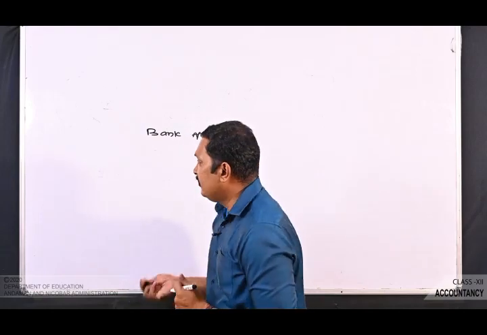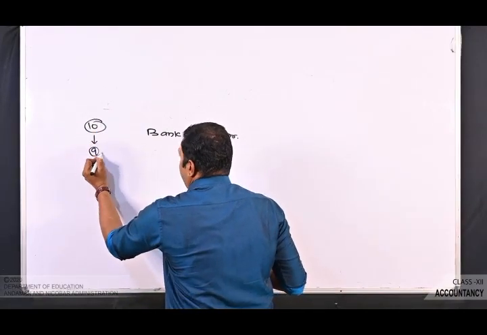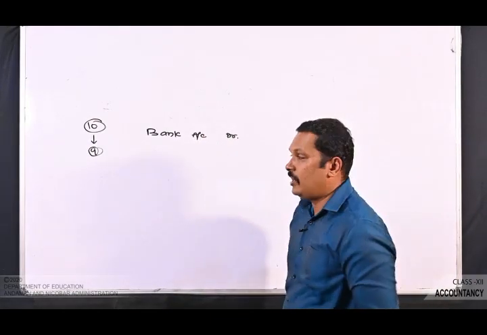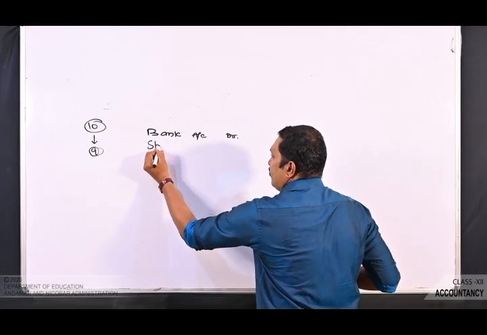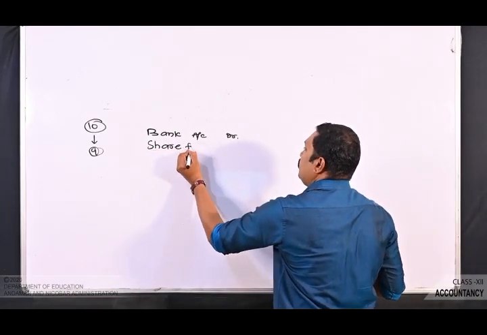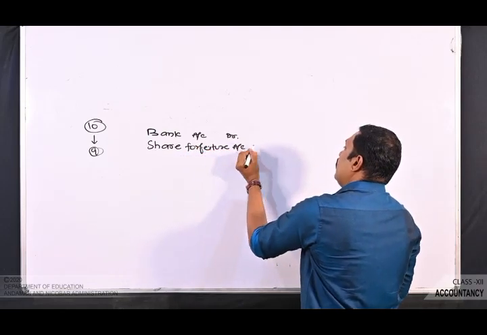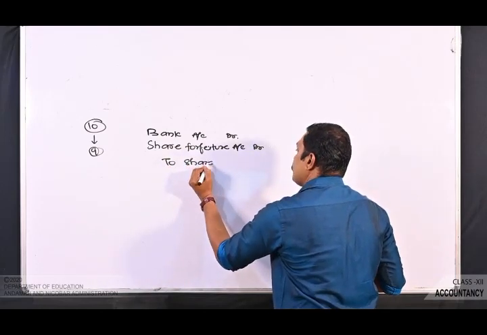It means that the face value of the share is 10, but we are issuing at 9. So it means we reissue at discount. So the entry is bank account debit, share forfeiture account debit to share capital.